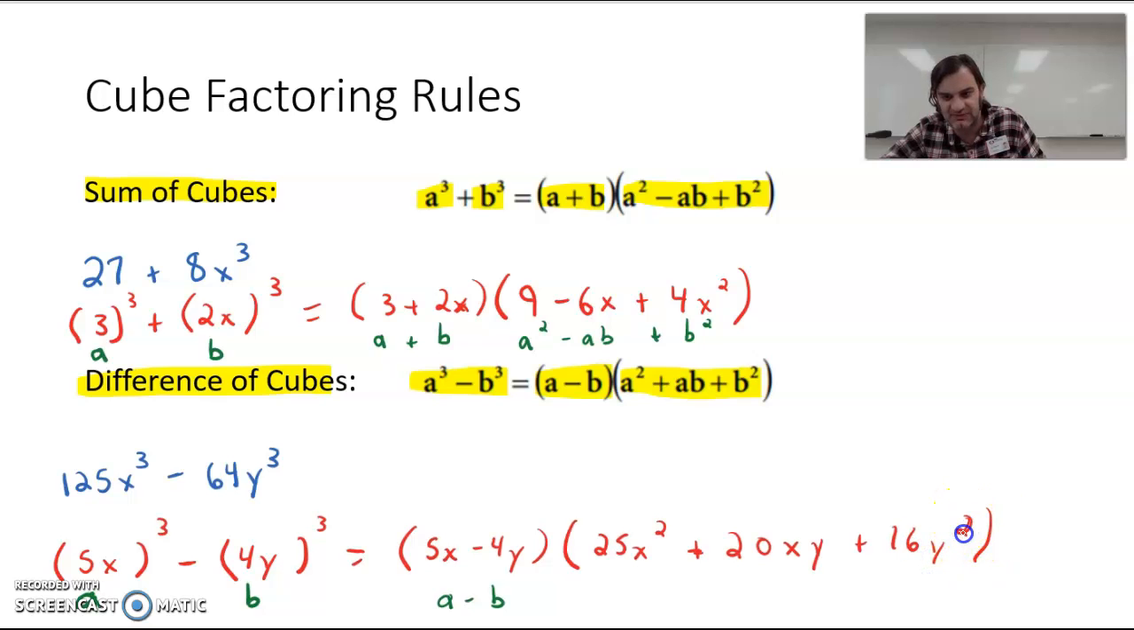So these formulas are not intuitive, but if you keep them handy or know where to look them up, it won't be any problem using them if you identify that you have a perfect cube or a perfect square somewhere in there. All right, good job.